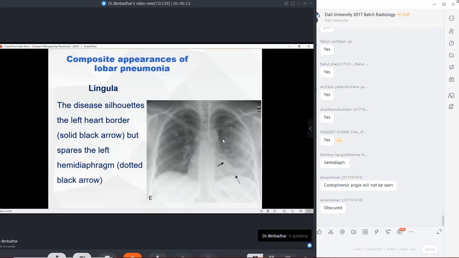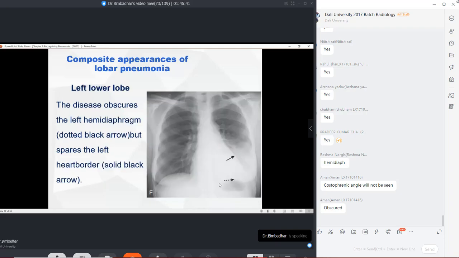And what about the lingular segment? Lingular segment pneumonia is generally obscuring the shadow of the left heart border. Okay, the left heart border, left atrial shadow, and left ventricular shadow will be completely obscured, which will suggest to me that the problem is present down in the lingular segment of the left lung. Okay, right? And the diaphragmatic shadow is spared. The diaphragmatic shadow is quite clear.